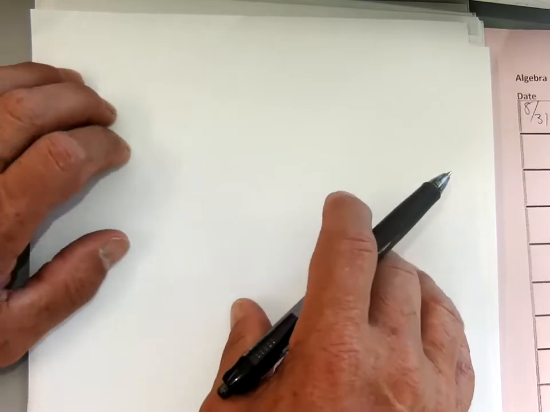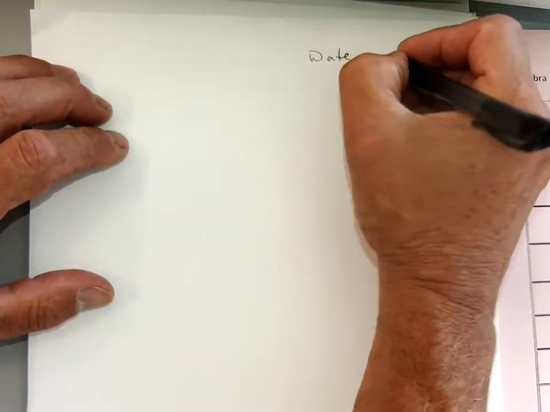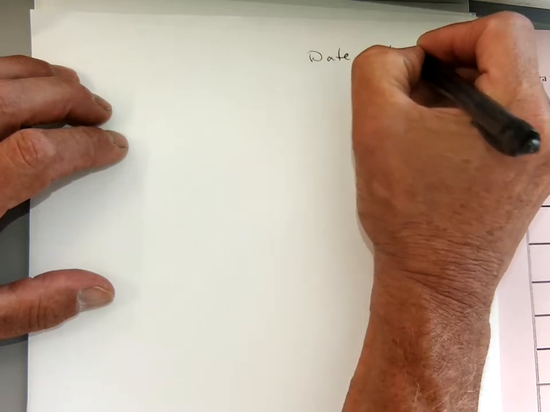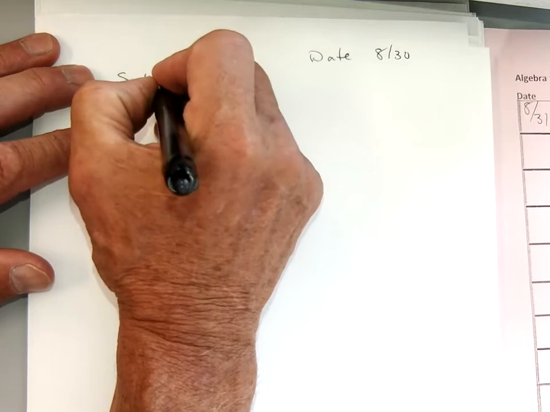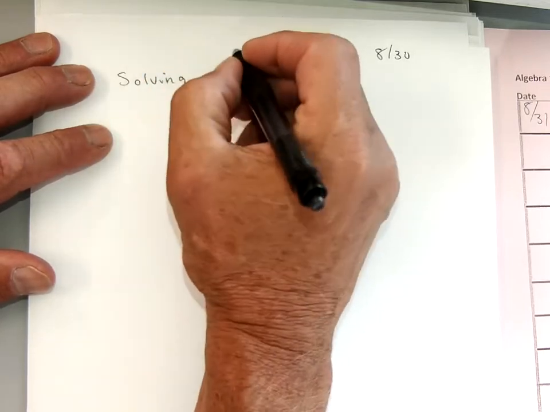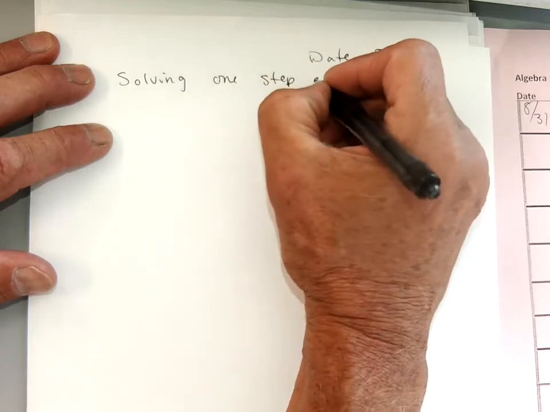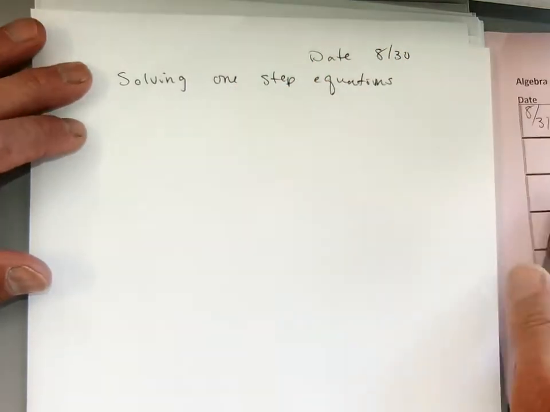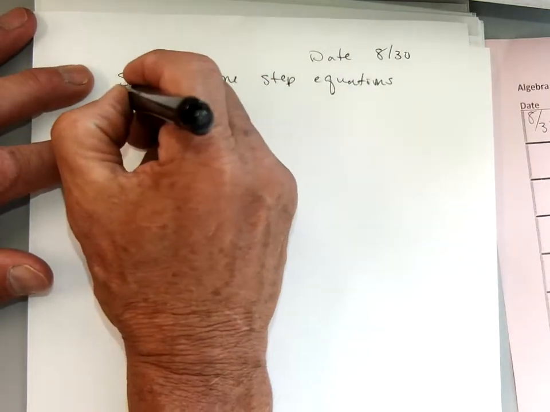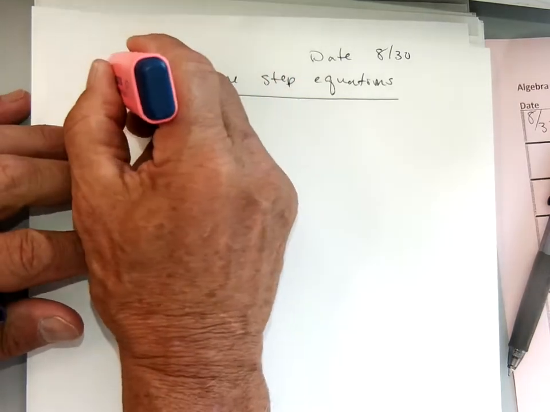So today, the date was August 30th, first day of school, and what we talked about was solving one-step equations. Okay, I'm going to underline that and highlight that.